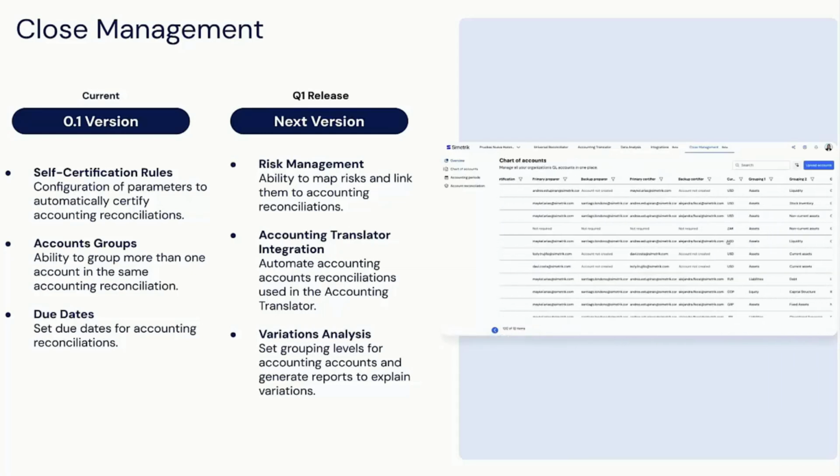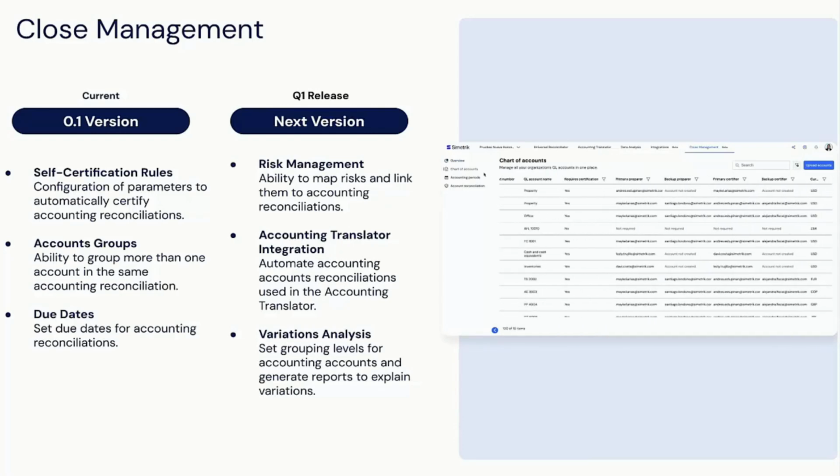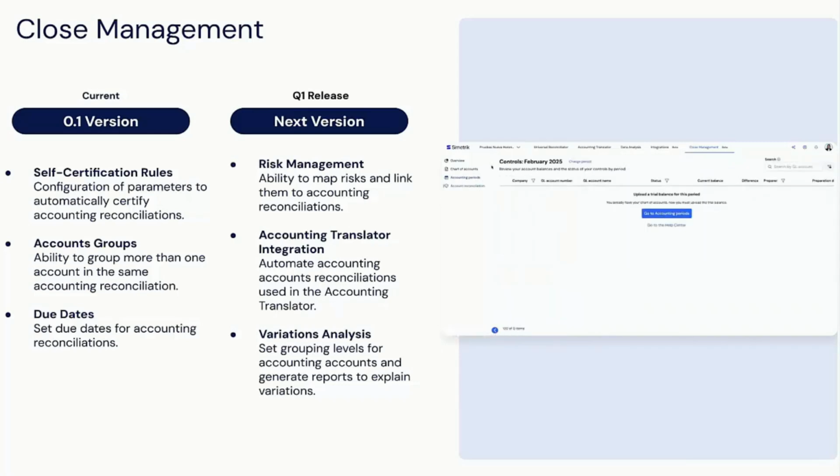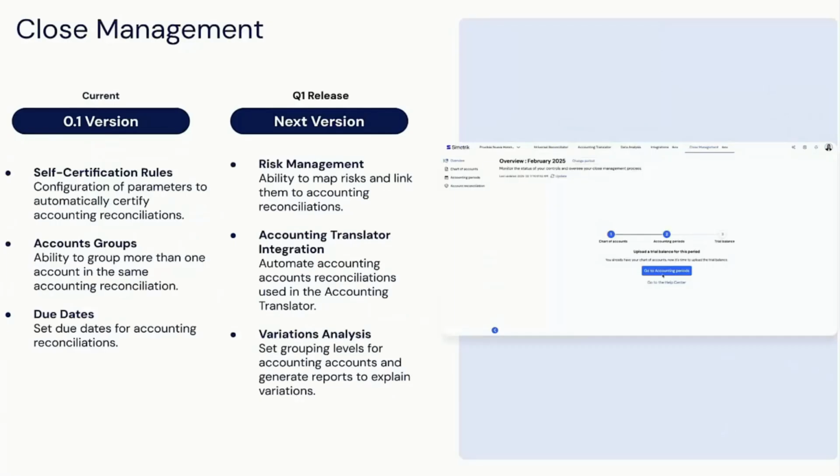We also have account groups where we can create all the accounting accounts needed for our closings and establish accounting periods. From that, we can activate or deactivate depending on how we're closing. We can set expirations, dates for reconciliations, and establish those limits.